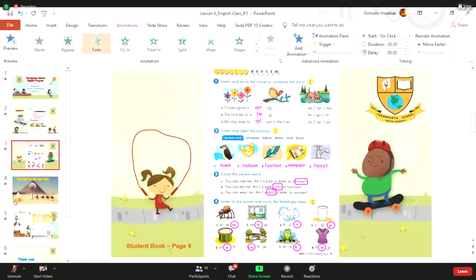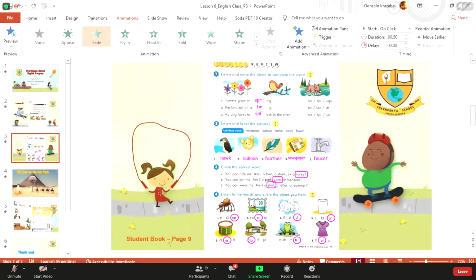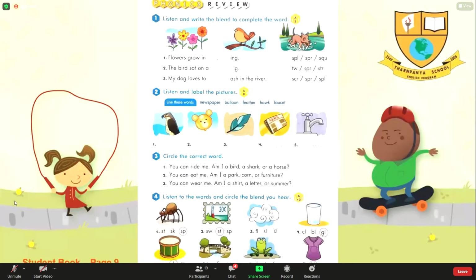All right, page number 9. Now we are going to review some phonics. So we're going to practice some vocabulary and we are going to complete the missing letters. So let's take a look at the first activity we have over here.